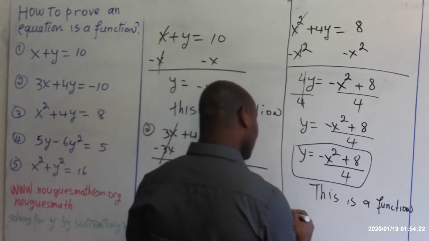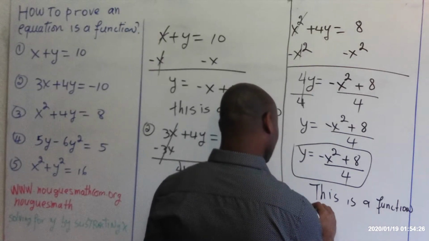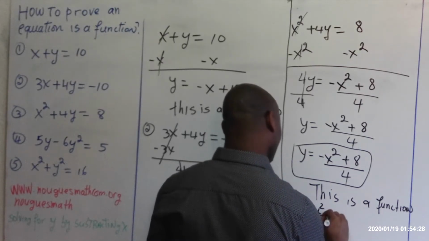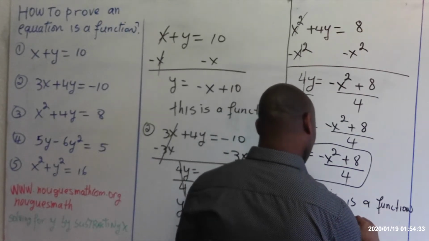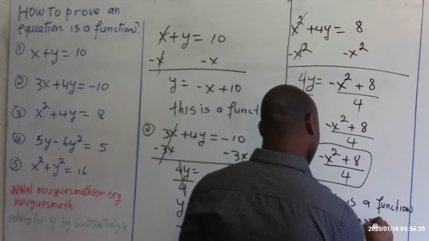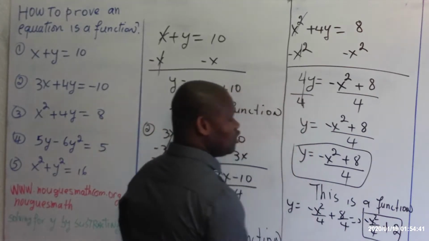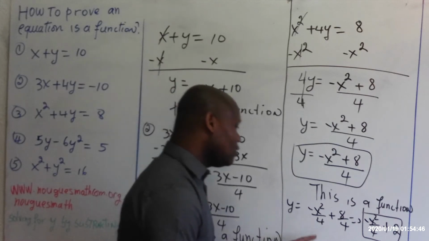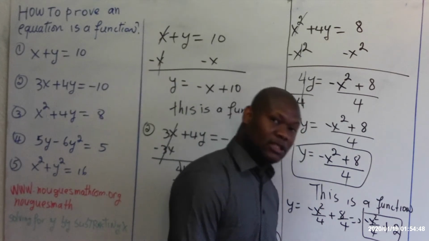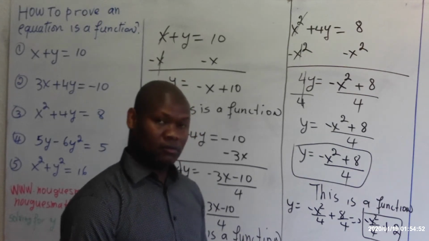Alright, someone can say, okay, let me write it another way. They can write it like that, x squared over 4 plus 8 over 4. So it's going to give negative x squared over 4 plus 2. Somebody can give the answer like that, no problem, as long as you know this is a function. That's all we need.